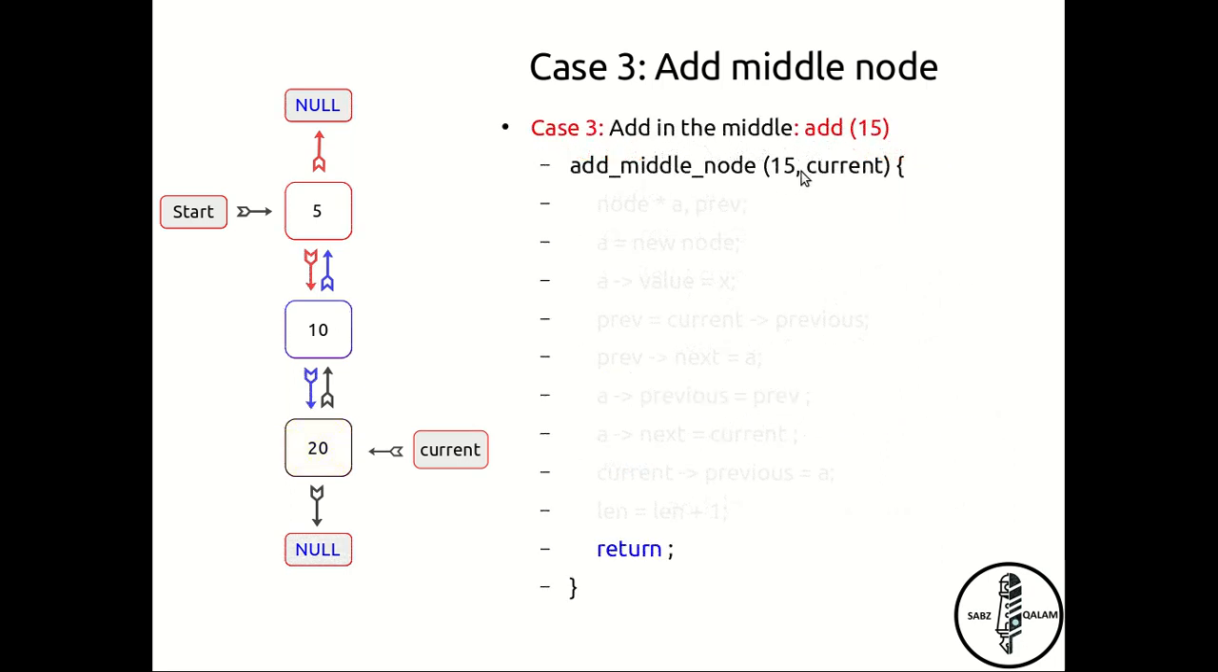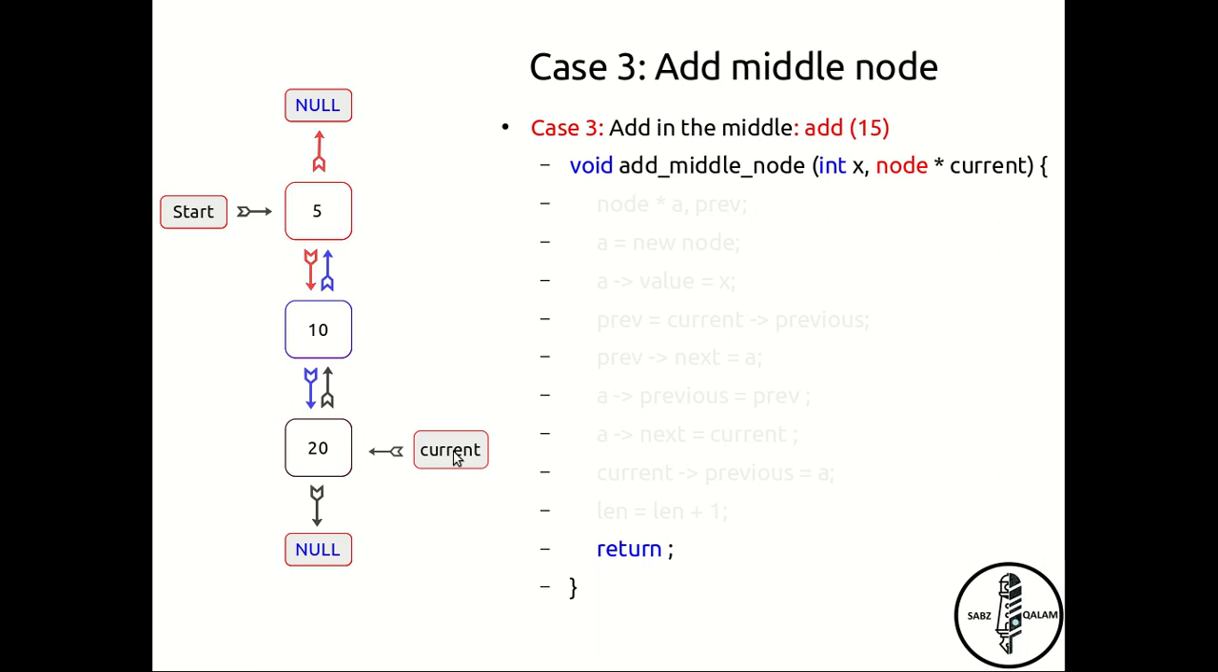Now the add middle node's return type is deliberately kept void because we already are keeping length and start as global variables which are accessible from everywhere. So void add middle node, you have this integer x which is the same as 15 in our case, and then you're passing the current location of this pointer current. Okay, so now you have both the start and length, which is courtesy of them being global, and then you have the value 15 which you're passing and the current location of the current node.